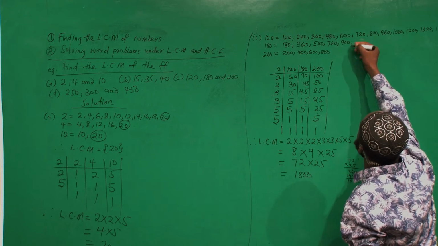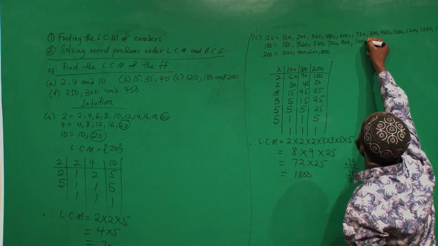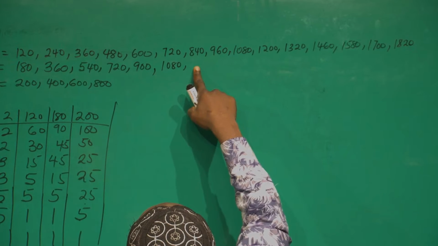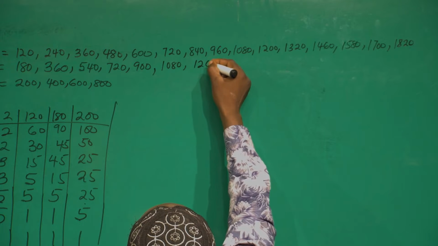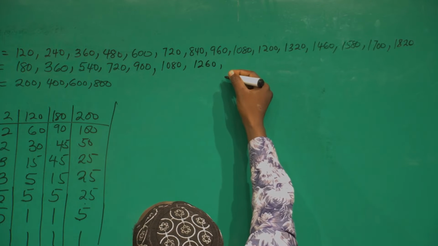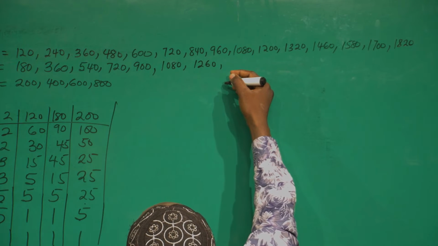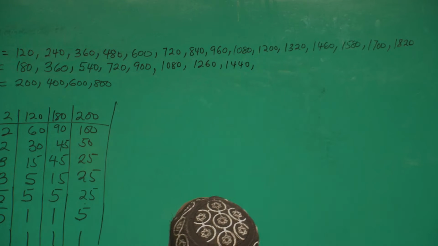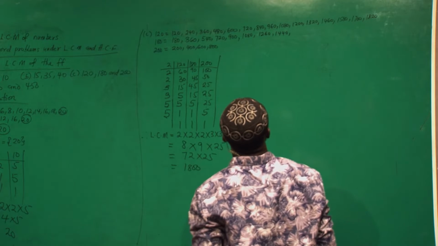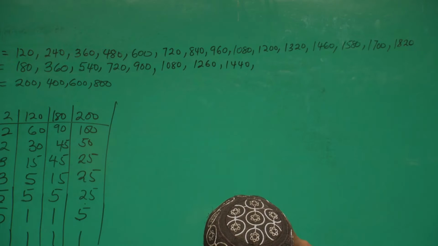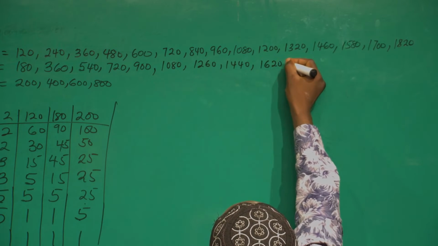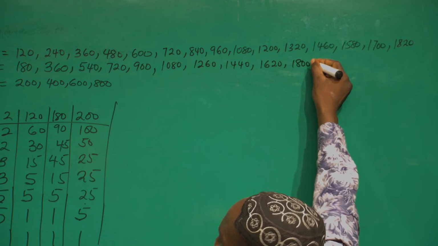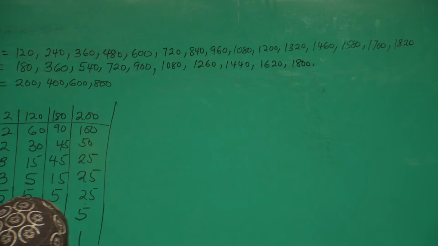This one, we get 1,080, add 100, 1,180 plus 80, 1,260 plus another 180, 1,360 plus 80, 1,440, 1,540, 1,620, 1,720, 1,800. So this one, we've gotten it.